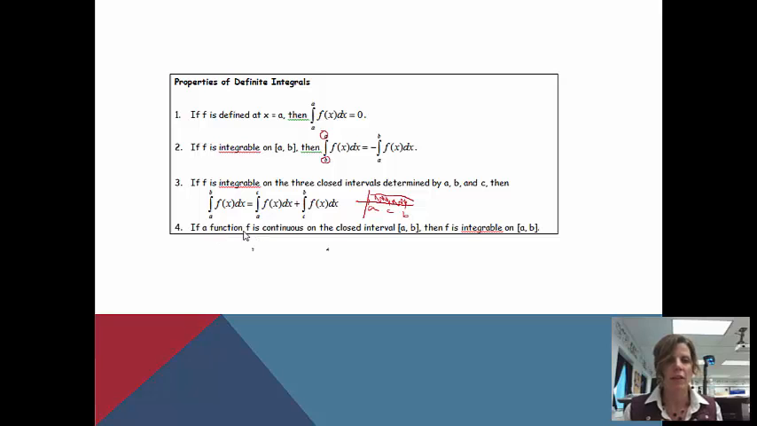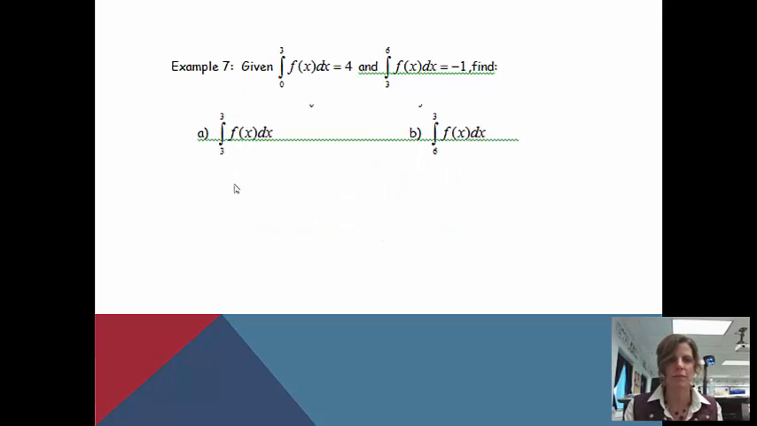And then the last one: if f of x is continuous, then it is integrable. So with this one, we don't worry about sharp turns or anything like that. As long as the function is continuous, you can take the integral. So let's go ahead and use these properties.